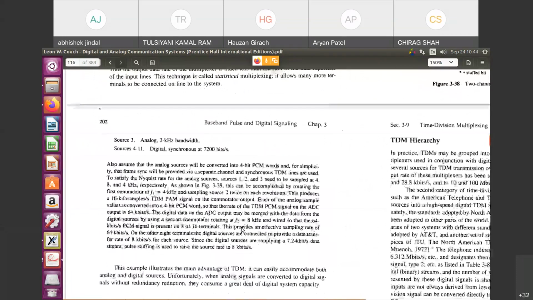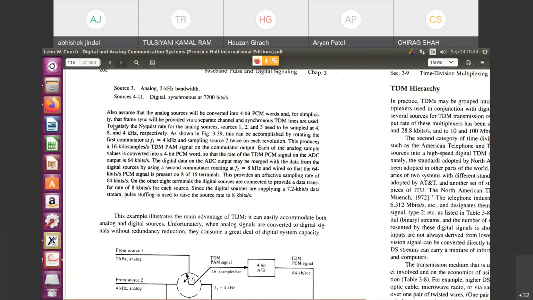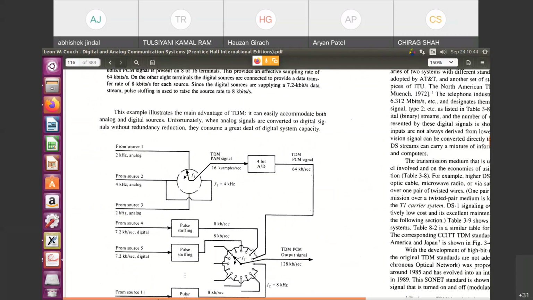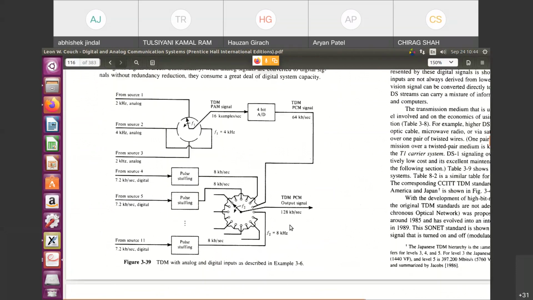अब इसको आप कैसे solve करेंगे? Okay. So I think we will go through this explanation which is written, and then we will simply see this diagram for our understanding. Okay. And then we are done with TDM.